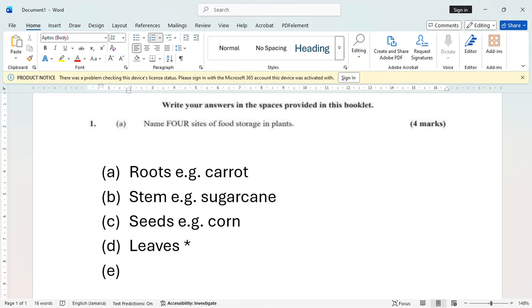If the question says name 4 sites, you don't have to give examples. The question didn't ask for examples, you just give the sites. But I am giving the examples so persons can relate to it. So when persons say root, think carrot. Stem, sugarcane. Seed, corn, and we have different types of seed, like red peas. Most of the time, if you want to think about the storage organ, you can think about the part that you will actually consume, because we know the food is stored there, so that is the part that we normally feed on.